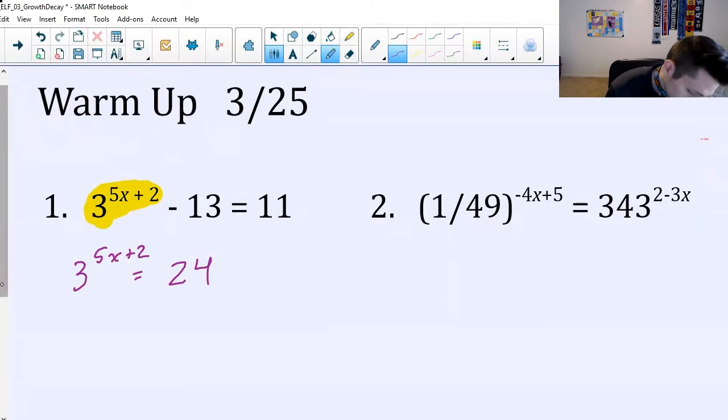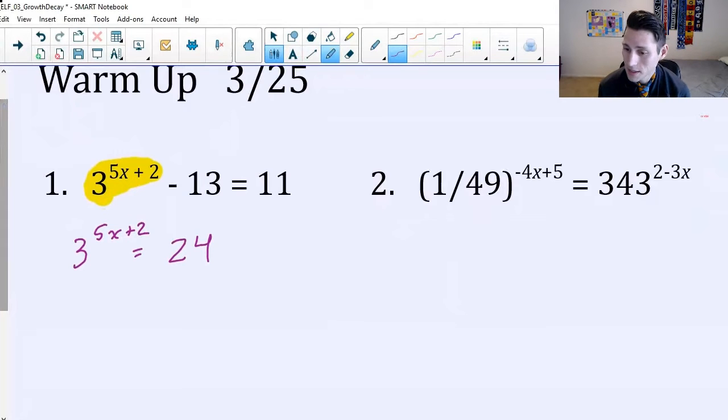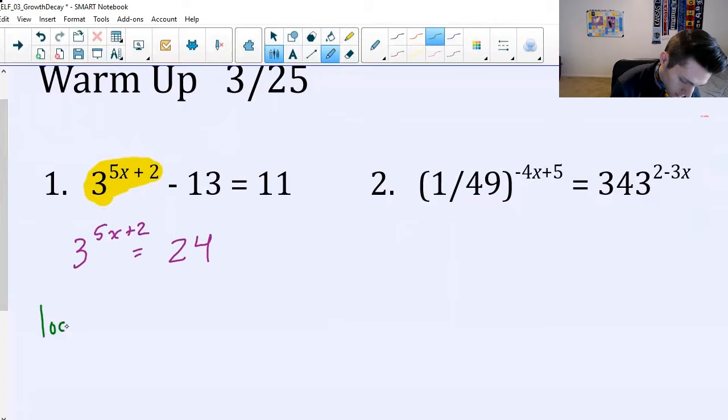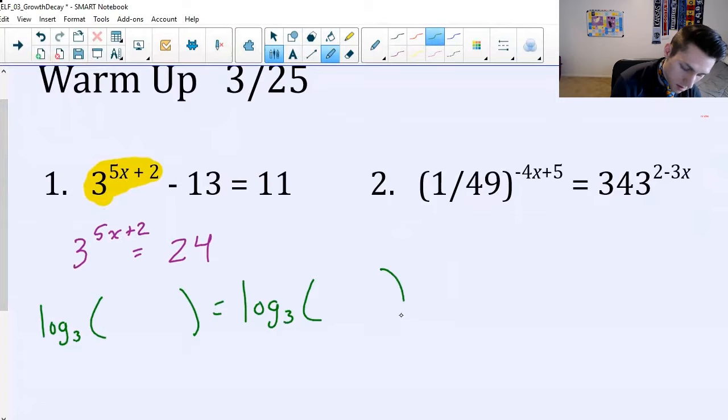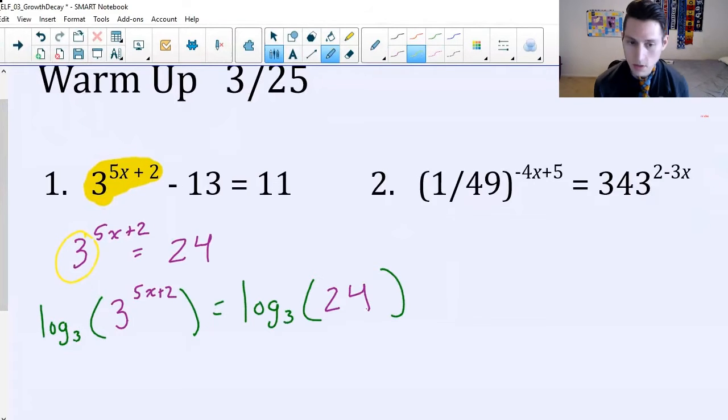Now, right now I have an exponential where the 5x plus 2 is trapped up in the exponent. And so I need to get rid of that base 3 somehow. In order to get rid of exponentials, we use their inverses, which is logarithm. So I do log base 3 on both sides. Always do the same thing to both sides. And we choose 3 because that was the base that we had for the exponential. So that's the base that we want to use for the logarithms as well.